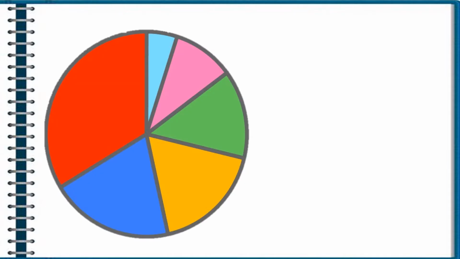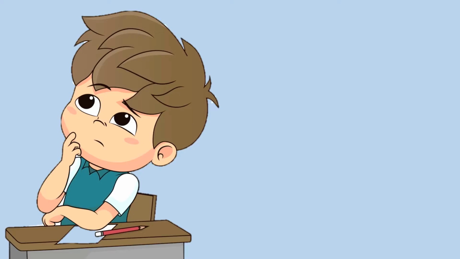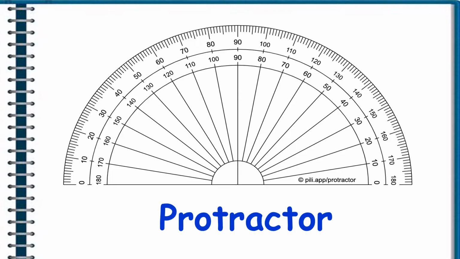Again, what do you call this kind of graph? Correct! It is a pie graph or a circle graph. How can you make a pie graph? We need a protractor in making the correct angle in a pie chart, so be sure to have one. It represents half of a circle.